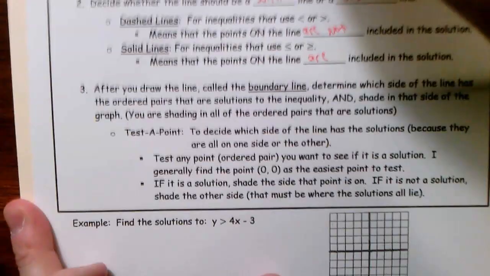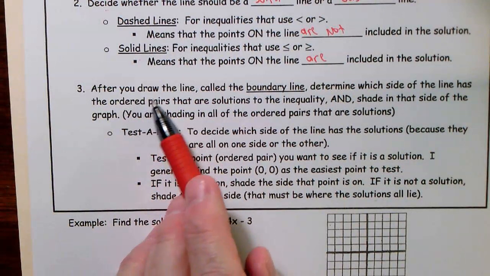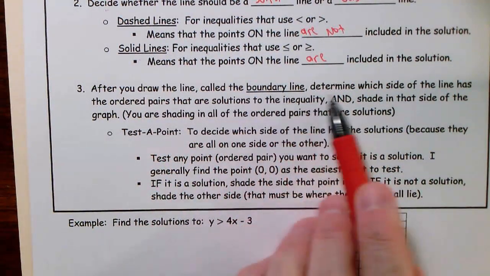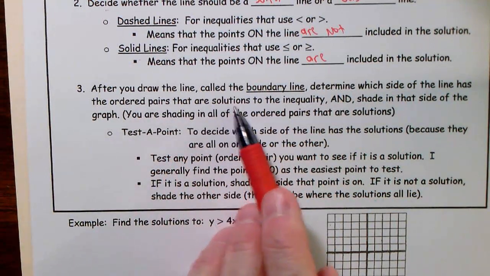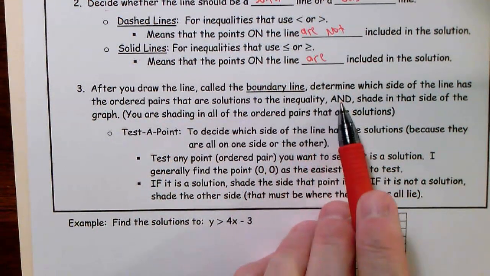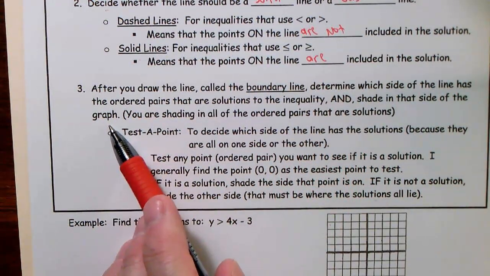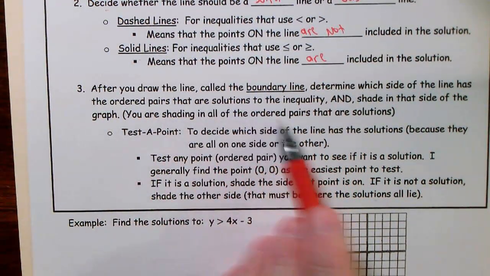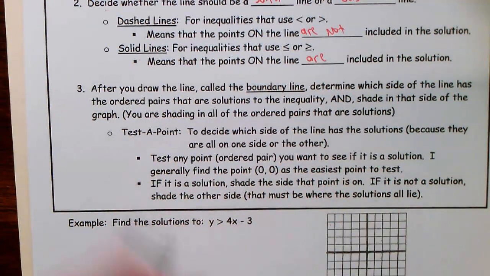And then you actually draw the line, and then you decide which side of the line has the answers. So after you draw the line, called the boundary line, determine which side of the line has the ordered pairs that are solutions to the inequality, and shade in that side of the line, the graph. You are shading in all of the ordered pairs that are solutions to the problem. And this is my favorite way to do this, although there are other ways.